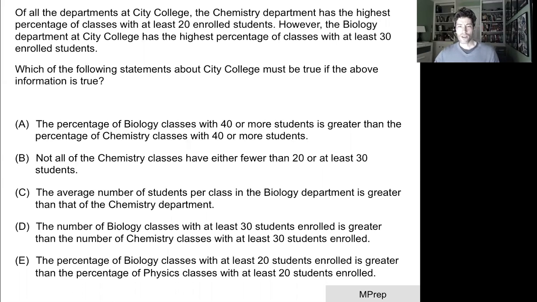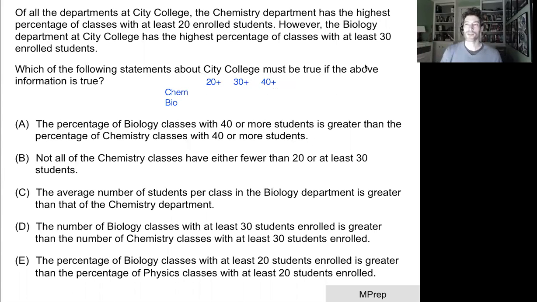I kind of see where they're going with that one. Maybe we can write this out a little bit. Let's say we have bio and we have chem. Actually, let's put chem on top, because we start with chemistry in the problem. And we've got different thresholds of students. It looks like we've got 20 or more students, 30 or more students, and 40 or more students.